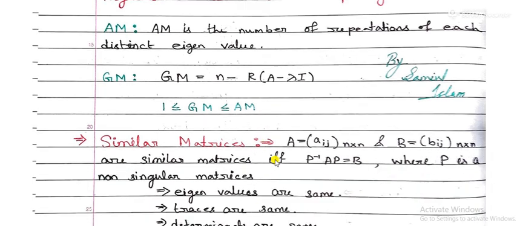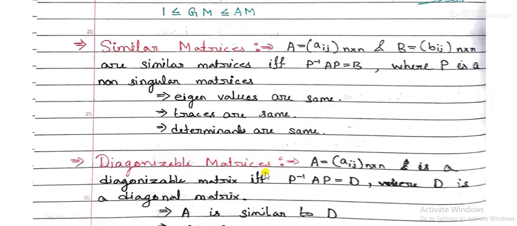Now, what are similar matrices? You have A and B matrices. A equals (a_ij) n cross n and B equals (b_ij) n cross n are similar matrices if and only if P inverse AP equals B, where P is a non-singular matrix. And eigenvalues are the same for similar matrices. So if the eigenvalues are the same, then the trace should be the same, and the determinant should be the same.